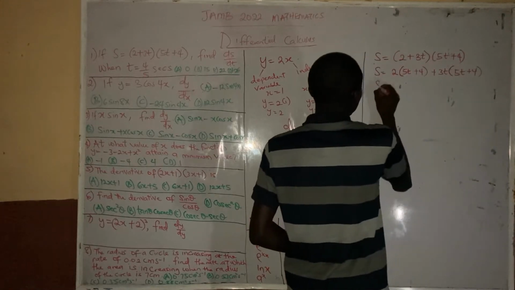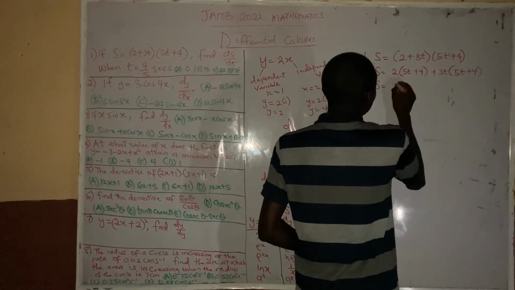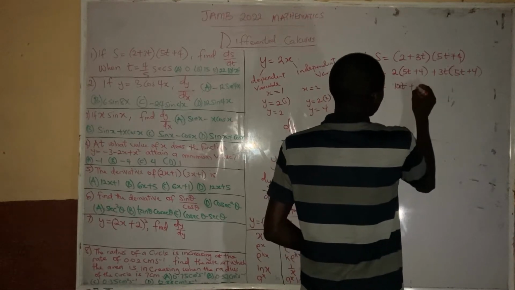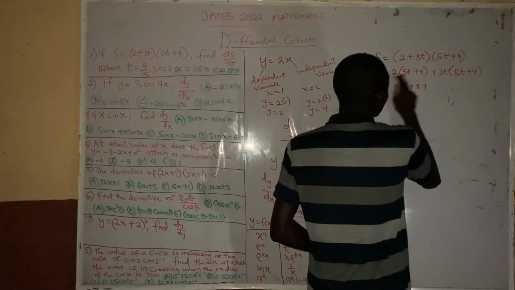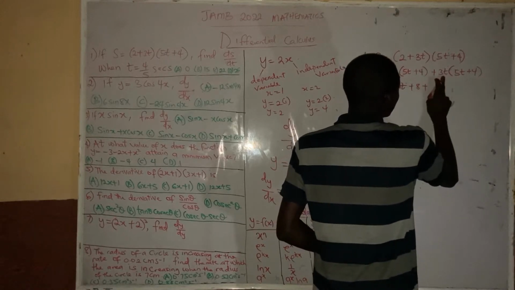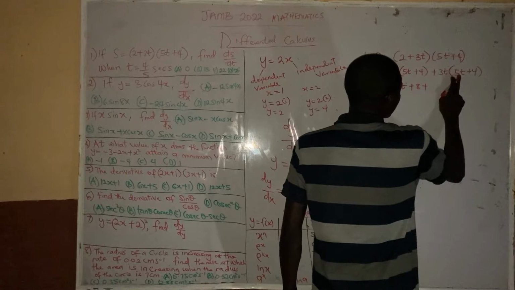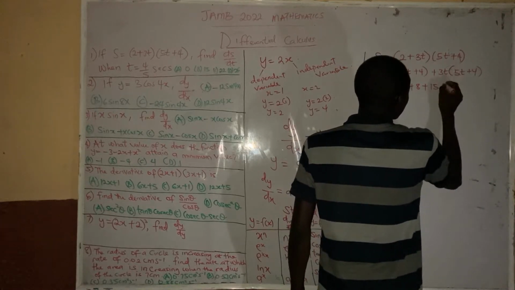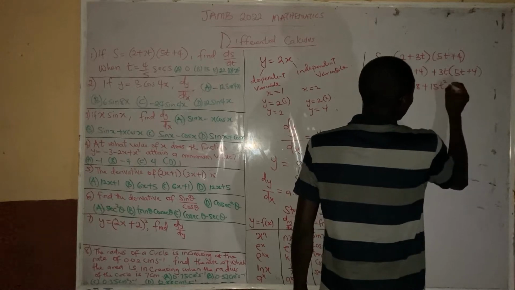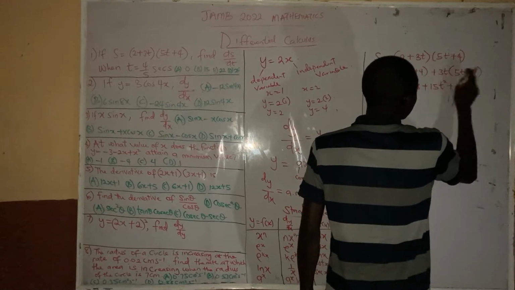And let's multiply it out. x is equal to 10t plus 8, because 2 times 4 is 8, plus 3t times 5t. 3 times 5 is 15, t times t is t squared, plus 3t times 4 will give what?